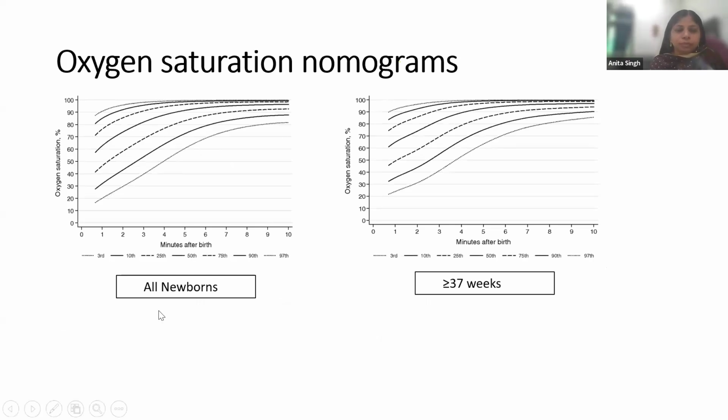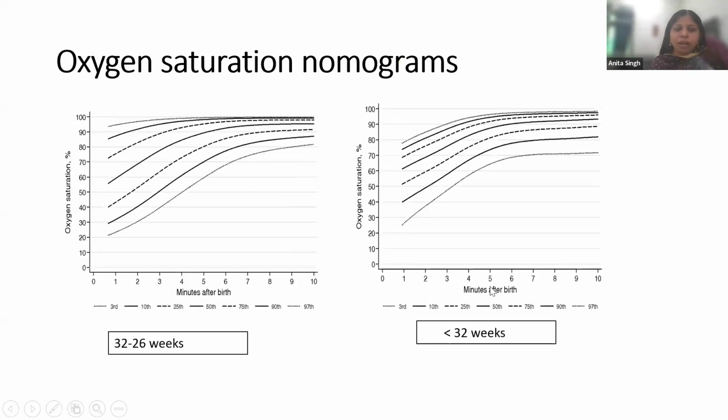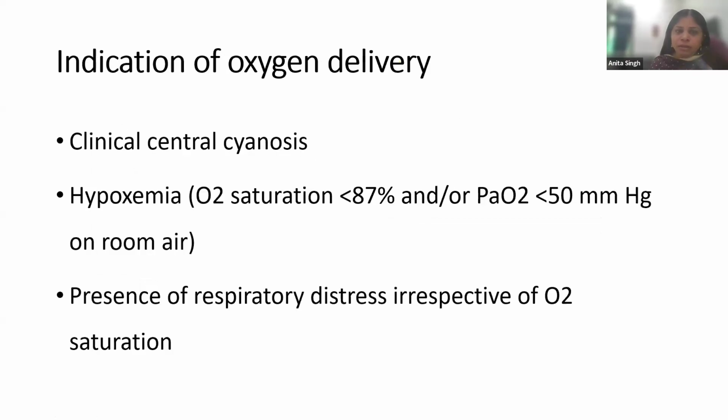So these are the oxygen saturation centiles. This is for all newborns. This is for more than 37 weeks, this is for 32 to 36 weeks, and less than 32 weeks. So we should avoid oxygen saturation levels less than the 10th percentile or more than the 90th percentile.